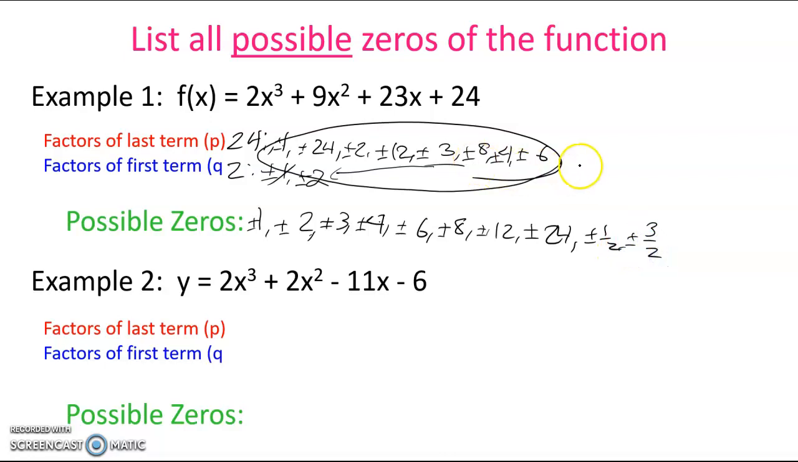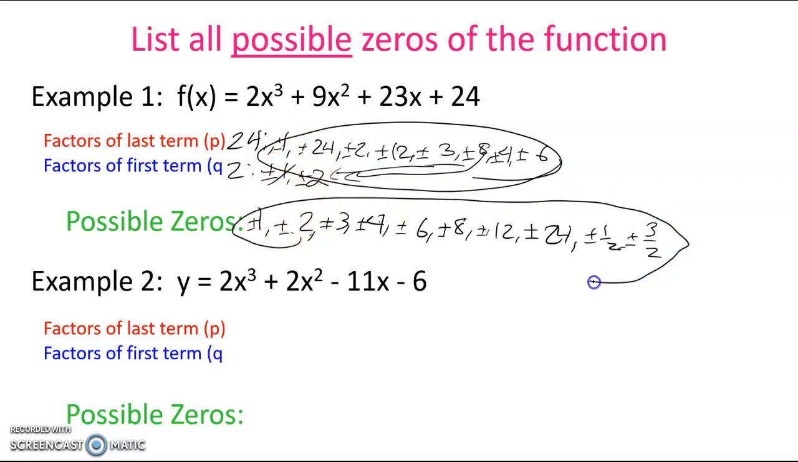The last ones here are even numbers, so I don't really have to divide them. If I divide 8 by 2, that's 4, which I already have. 4 divided by 2 is 2, I already have that. 6 divided by 2 is 3, which I already have. I don't have to rewrite all of the numbers I divide by 2, just the ones that are not on my list already. So that's my list of possible rational zeros.